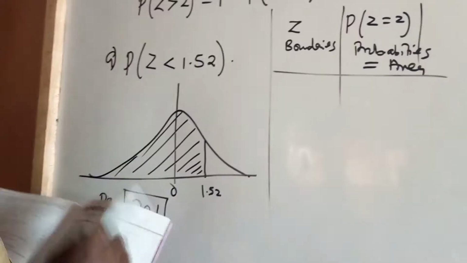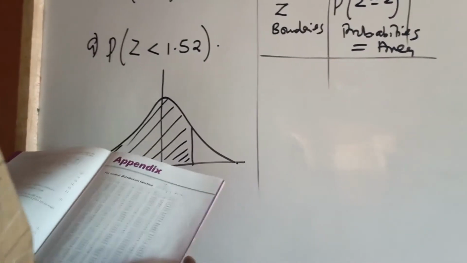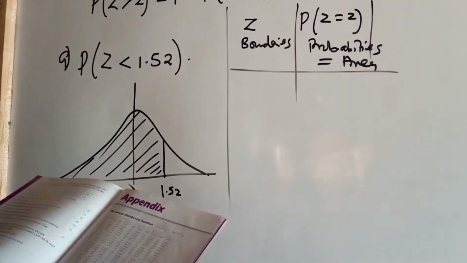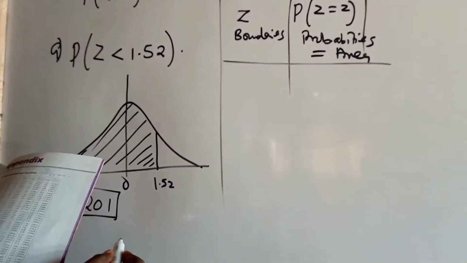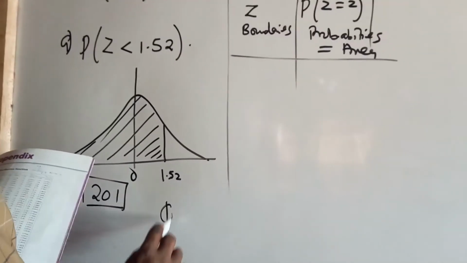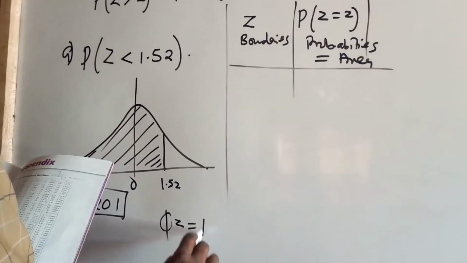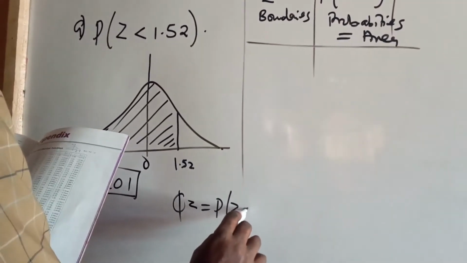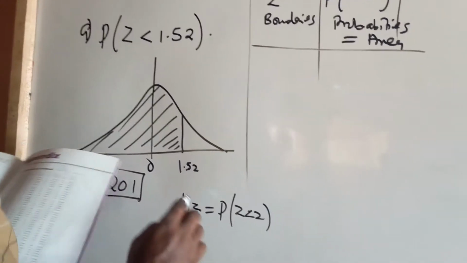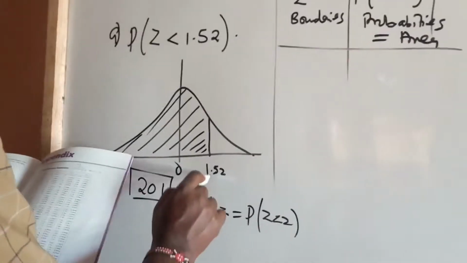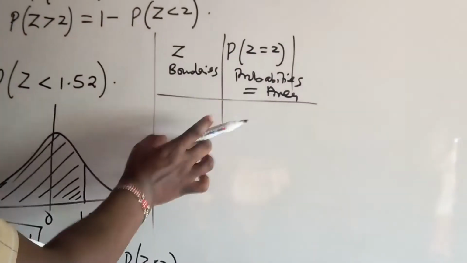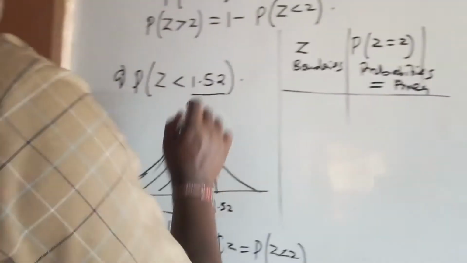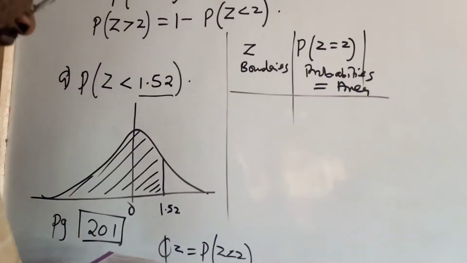You can see on top there, it's written the normal distribution function, and within this kind of diagram or model, it is given here that the phi of z equals the probability of z less than z, and of course we have the boundary z here, then the area to the left is shaded. So what do we do when we get to page 201? We identify our z or our boundary, which is 1.52, and then we go with it.